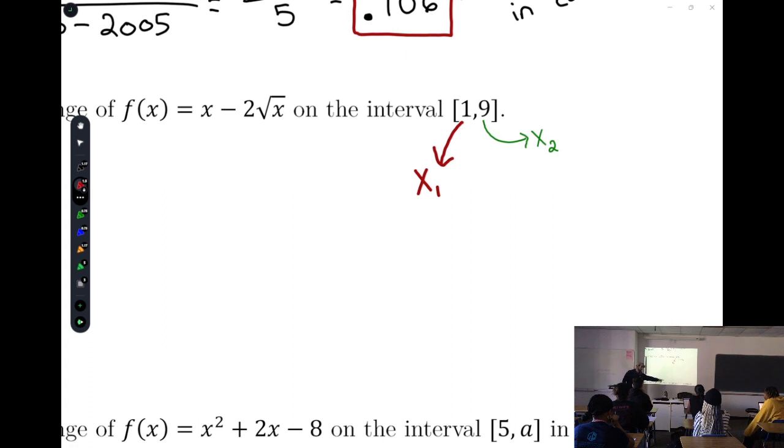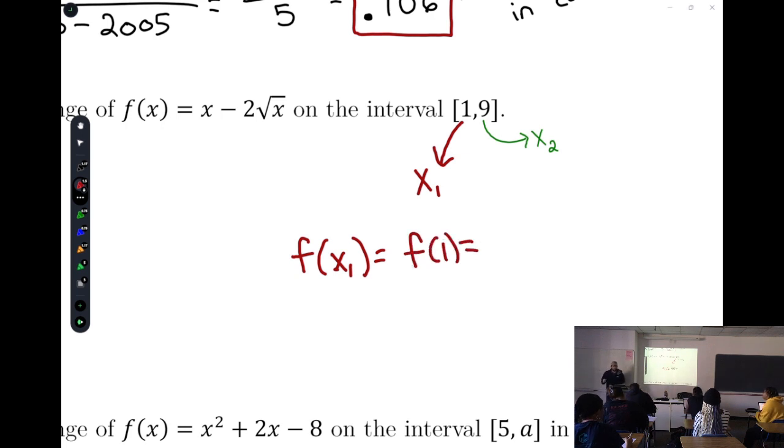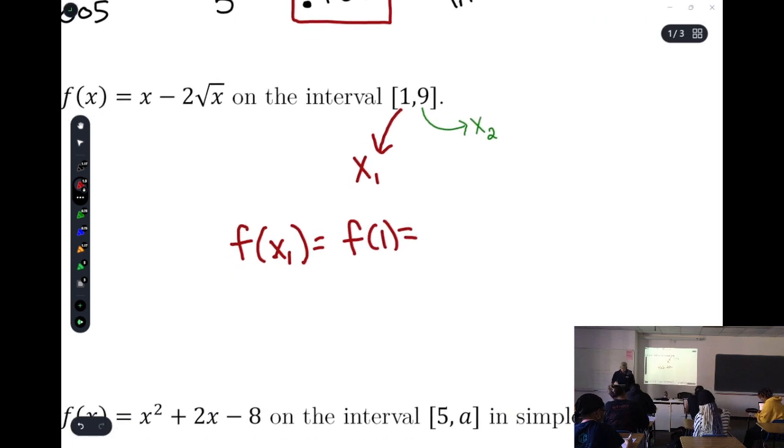This goes back to day 1. We did this on Monday, right? F of x1 is equal to, take it one step at a time. F of x1 is equal to f of 1, that's the first little step. And what do we do with that 1? Plug it into the function we already know, right? So 1 minus 2 root 1, which is negative 1.